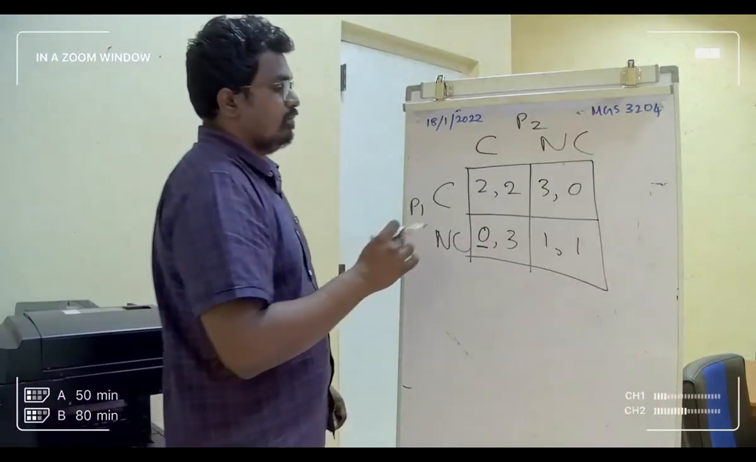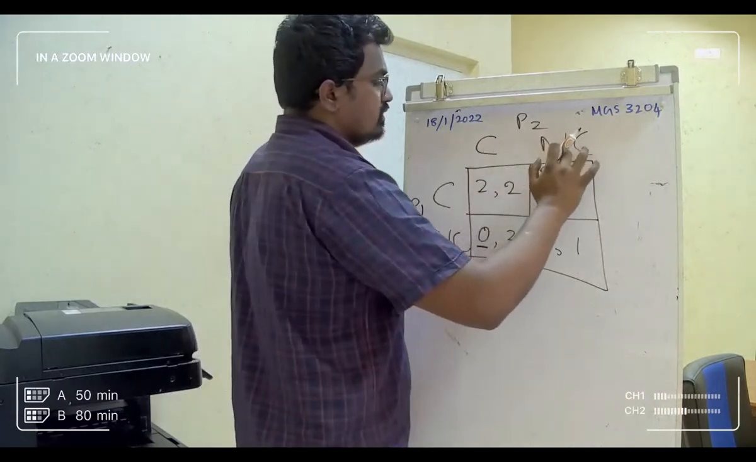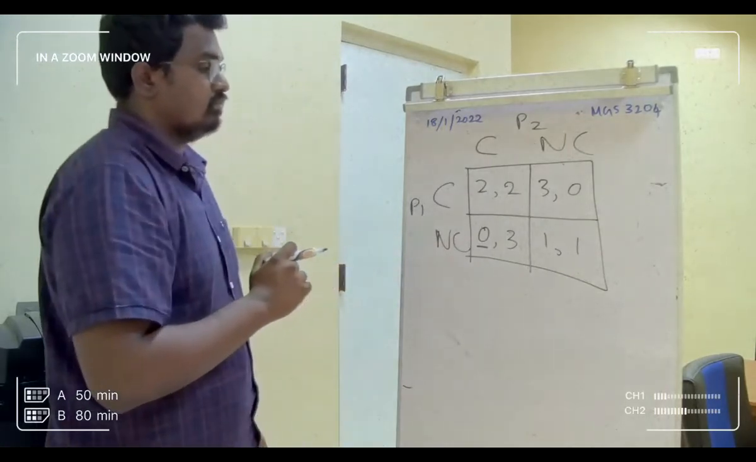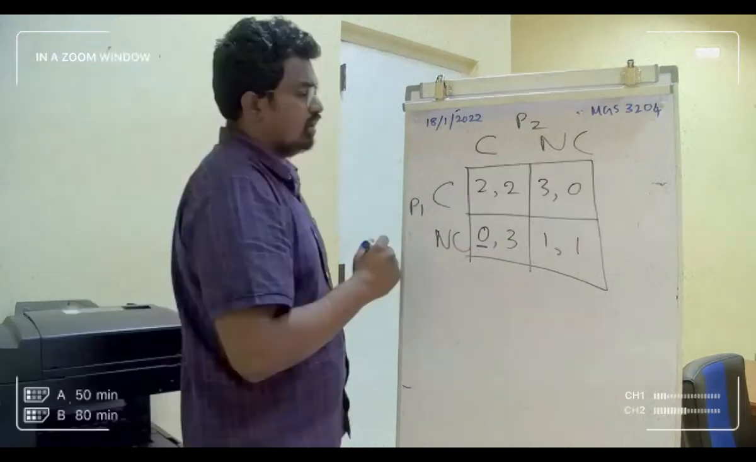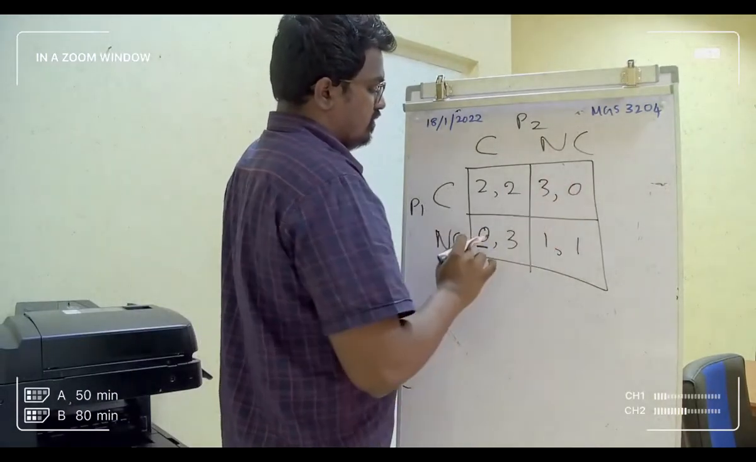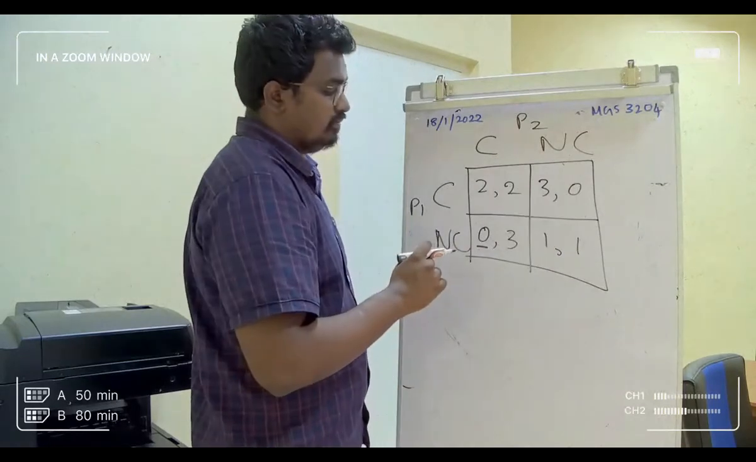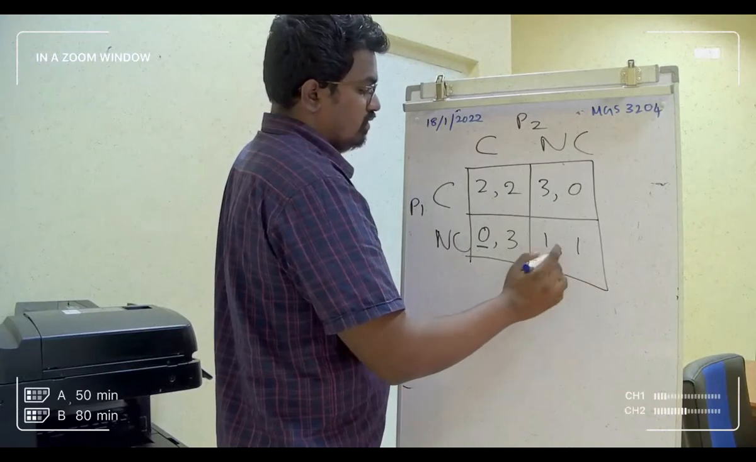Then if player 2 plays non-confess, what's the best for player 1? Again, non-confess. 1. Again non-confess. This one. 1, sir, here. Which one? The right one, sir. In 1, 1, the right one. This one. Yes. So here, this one.